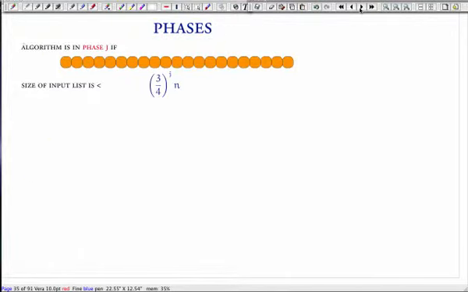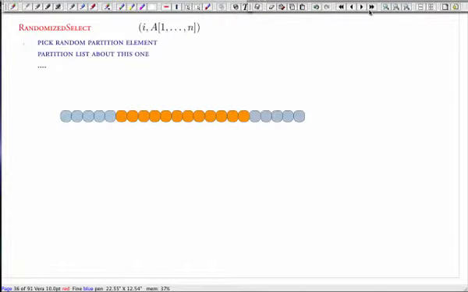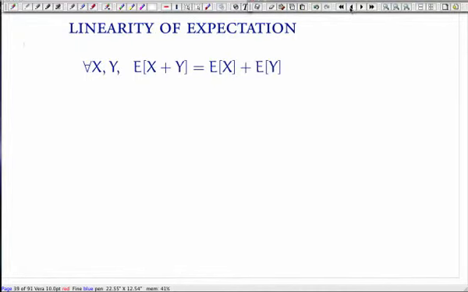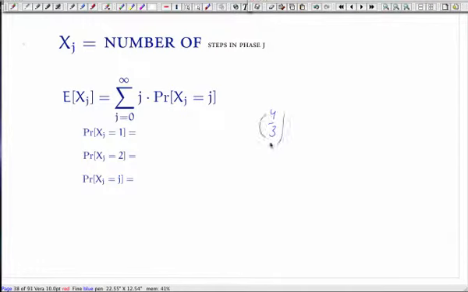So how much time do you expect to spend in this particular phase? And that goes exactly by what you think it's going to be. Okay? So essentially you're going to spend this many operations. You're going to spend this much time, right? This is the number of iterations you have to do in phase j. And this is the amount of work that you're going to do in phase j, because your input size is this much in phase j. Okay, that's the expected amount of work that you're going to do in phase j.